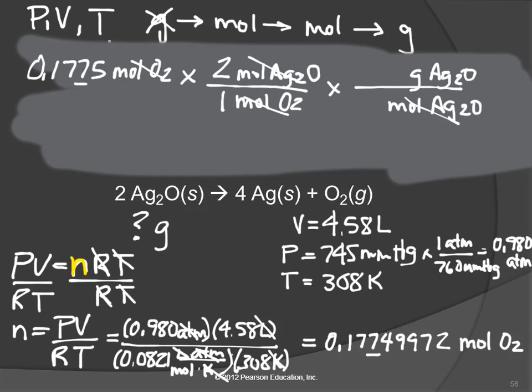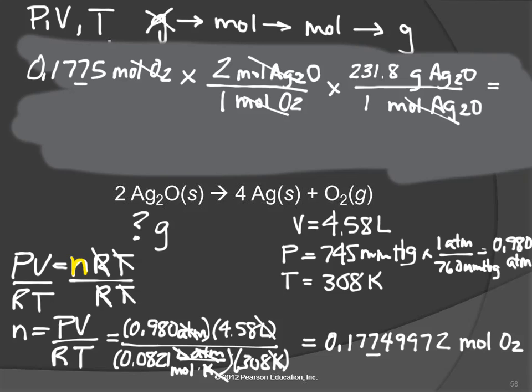We need the periodic table. So we've got silver is 107.9, and there's 2 of them, so times 2, and 1 oxygen at 16. And so the molar mass of Ag2O is 231.8 grams per 1 mole.